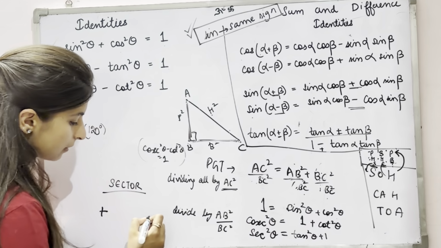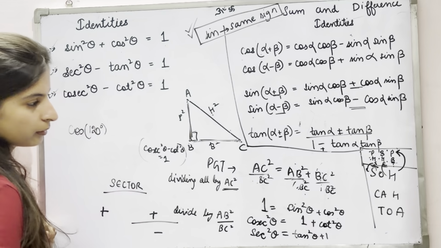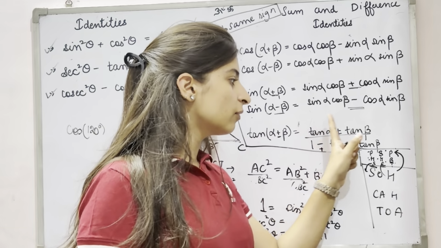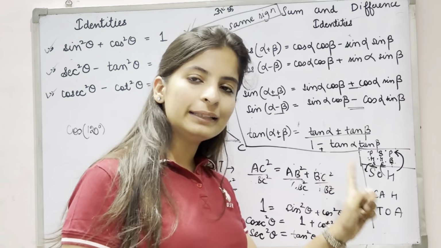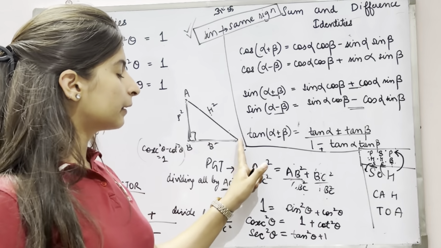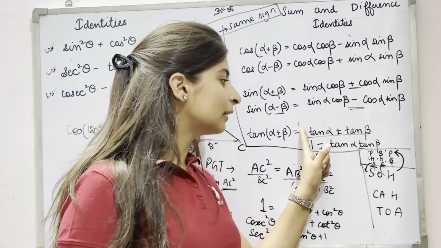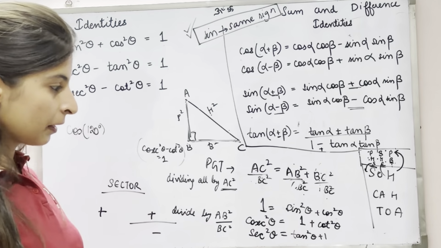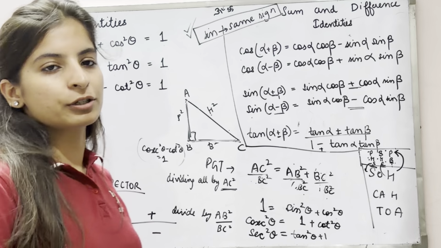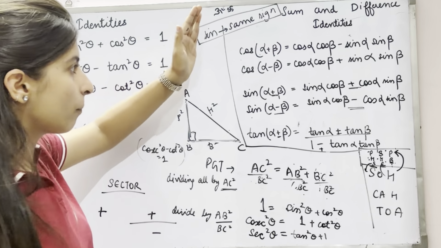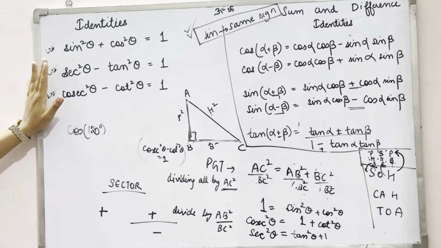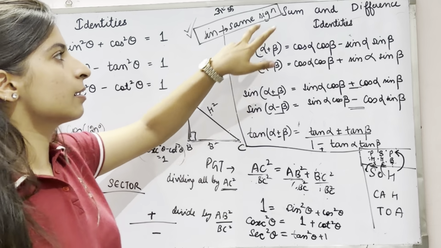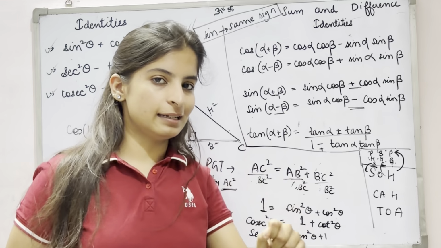Tan alpha plus beta equals tan alpha plus tan beta over 1 minus tan alpha tan beta. Tan alpha minus beta equals tan alpha minus tan beta over 1 plus tan alpha tan beta. Once we do more questions, this is going to be more clear. But you can copy these identities, these three main identities and these six sum and difference identities. Okay.